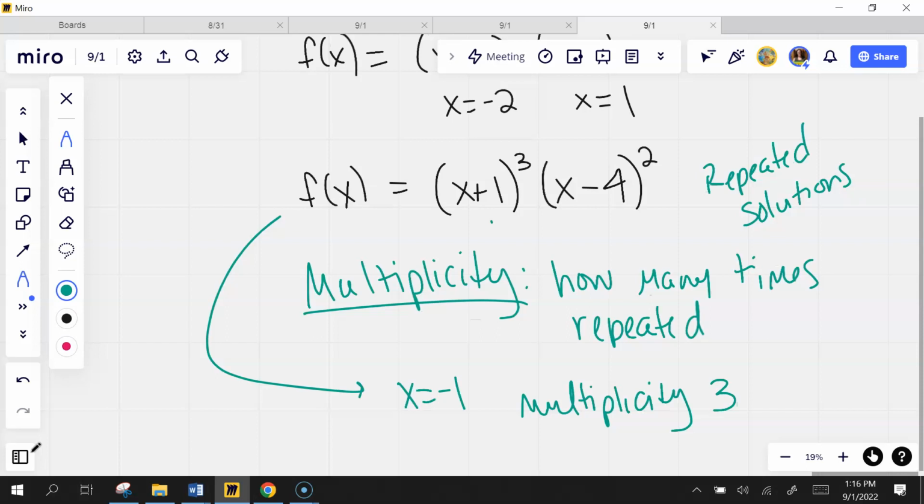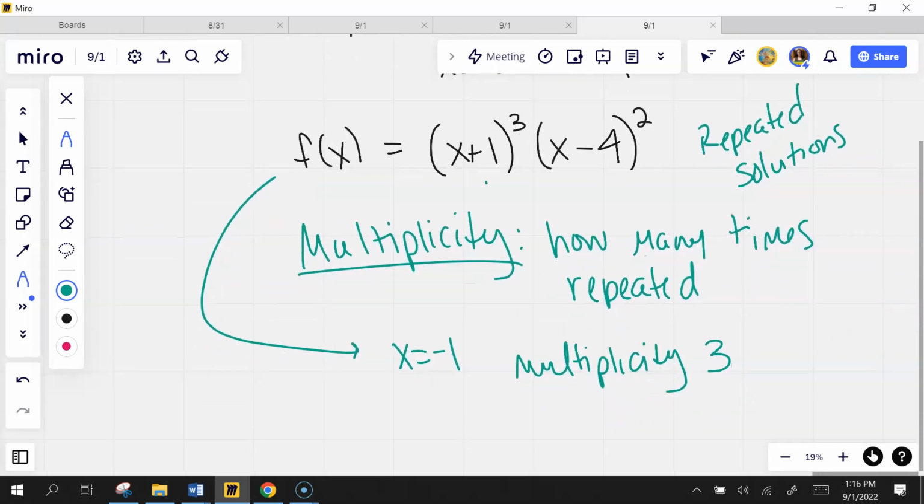Did we talk about bounces and passes through? Did we do this in Algebra 2? Yeah. You're right. It's even. That's exactly right. This is the multiplicity. That's all. However many times it was there. So then x equals 4 is a 0, and its multiplicity is 2.